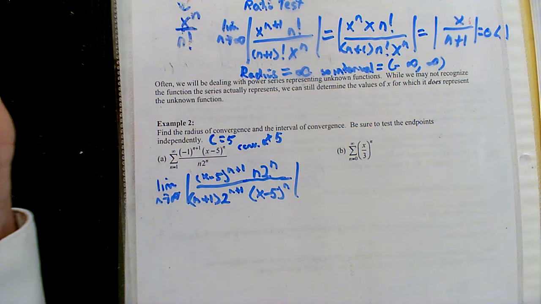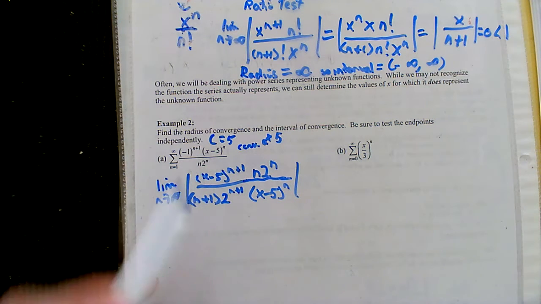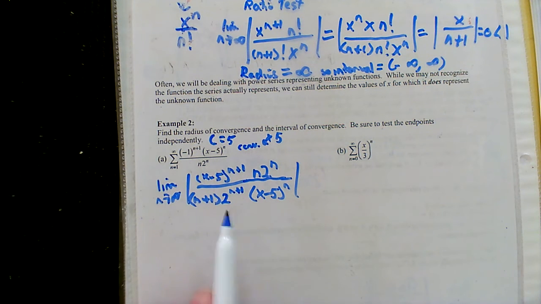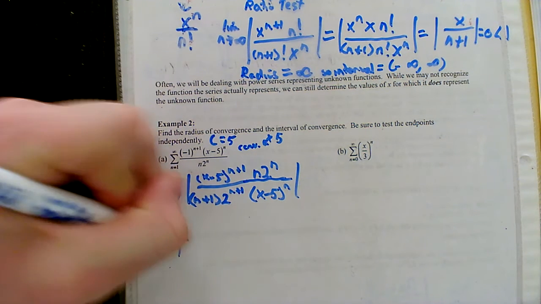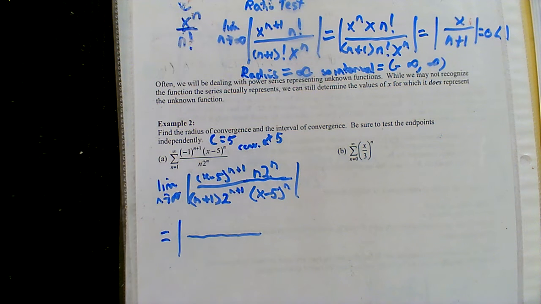So you don't necessarily have to write out all these steps if you can do it in your head. So is there anything that's going to cancel? If you want to write it out, you can. You don't have to. Is there anything that's going to cancel? What are we left with on the top? What are we left with on the bottom?